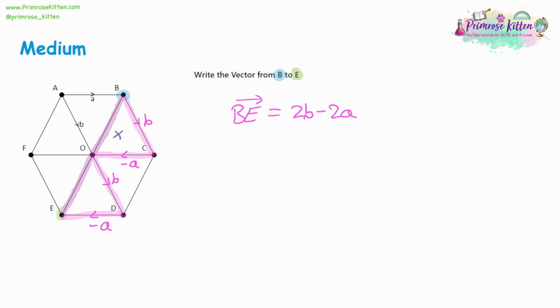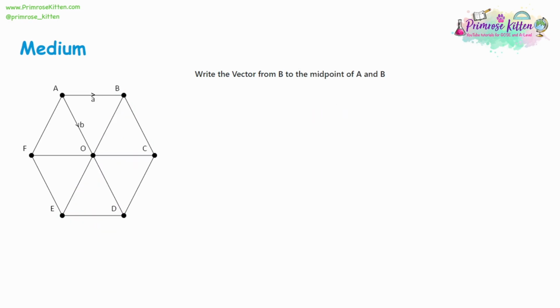So again, don't be worried about going far out of your way. You'll still get the right answer. But don't go down routes where you don't have a labelled vector. That's not allowed. Now, for this question, we're going from B to the midpoint of A and B. This is a new thing we're introducing.